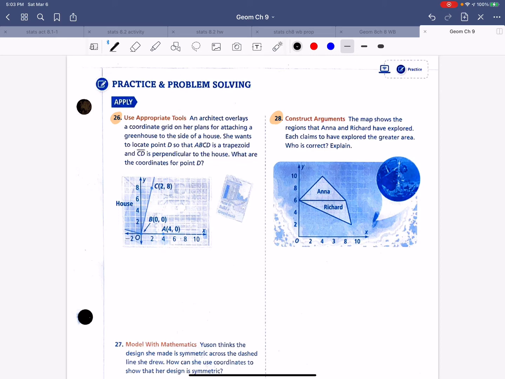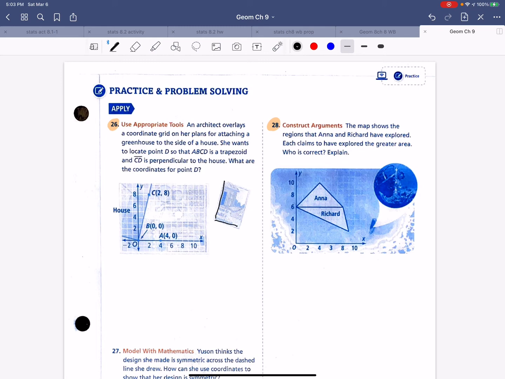26, it says, use appropriate tools. The architect overlays a coordinate grid where her plans for attaching a greenhouse to the side of a house. She wants to locate, okay, so here's her house. I think all this is kind of shaded in. She wants to locate point D so that ABCD is a trapezoid. So here's A, B, C, and she wants a trapezoid. What are the coordinates for D? So a trapezoid is when a pair of sides are parallel. So you can maybe put D here, and then that would make this parallel to that, and there you go. Your greenhouse is a trapezoid.